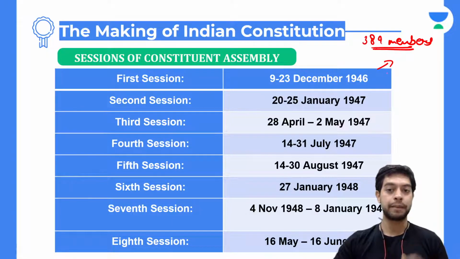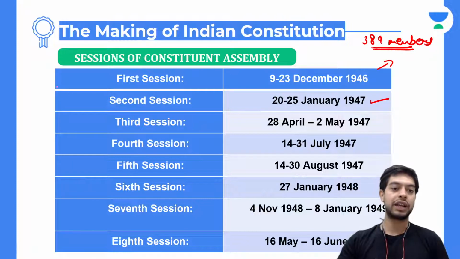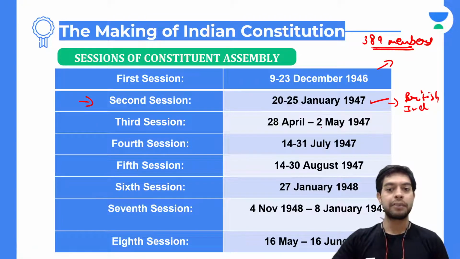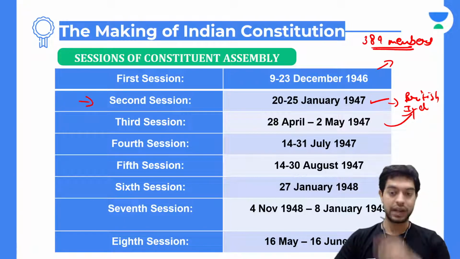The British India 25 January to 25 January 1947 was the tenure for the second session, and it was also the Constituent Assembly of British India. 28th April to 2nd May 1947, it was also the Constituent Assembly of British India, the third session. Fourth session was from 14th of July to 31st of July 1947.